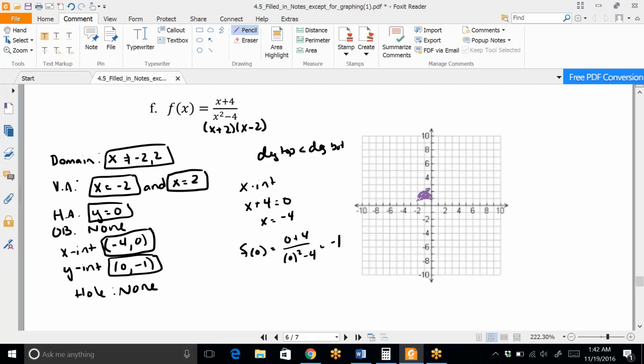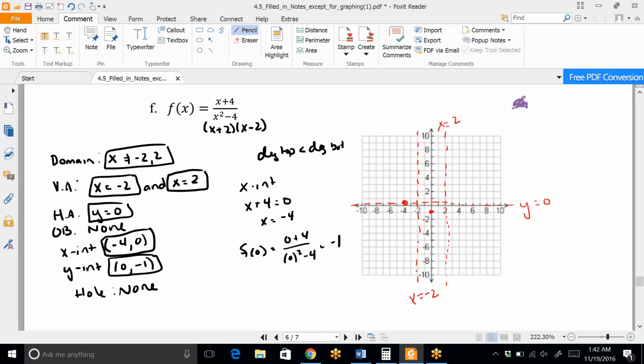So this one, when we draw it, we get our vertical asymptote at x equals -2. We have another vertical asymptote at x equals +2. We have a horizontal asymptote at y equals 0. And we know our x-intercept is (-4, 0). That already tells me we're going to cross the horizontal asymptote because it's touching it, possibly cross it anyway. And our y-intercept is -1.